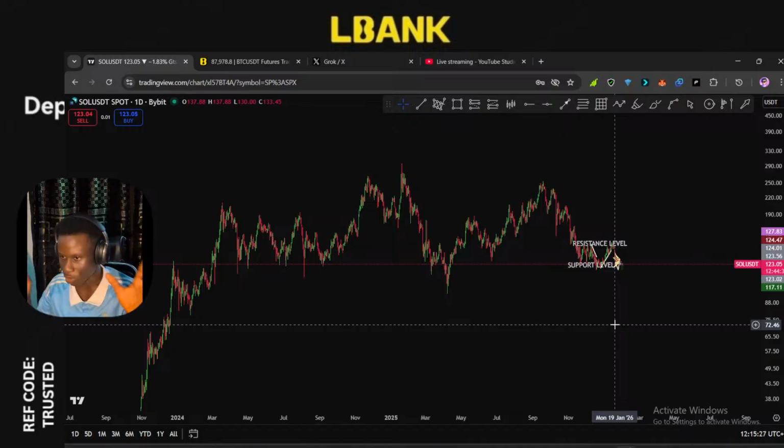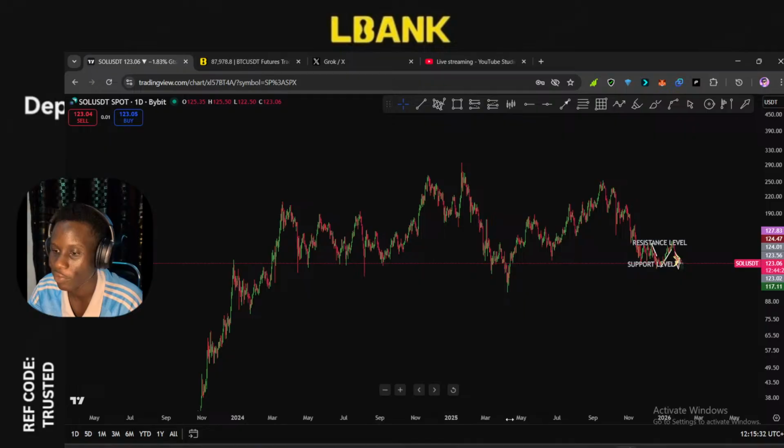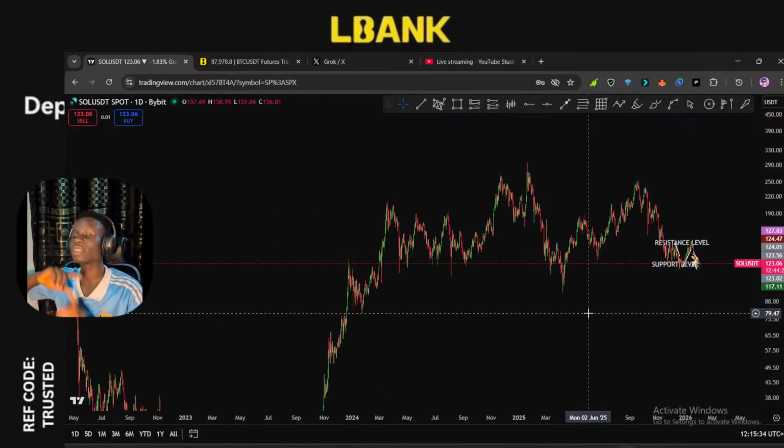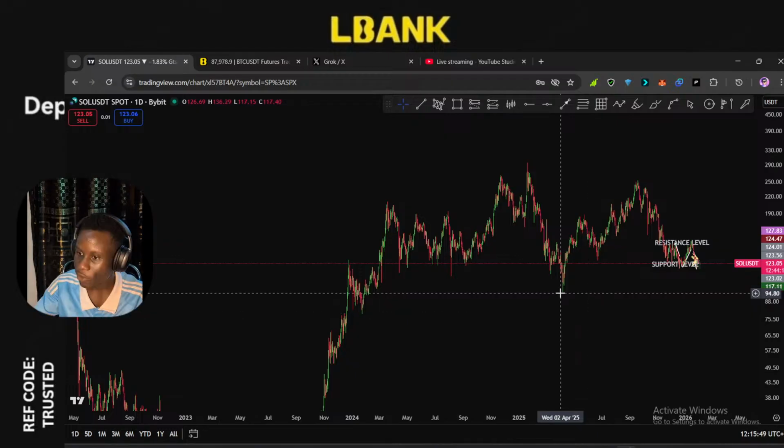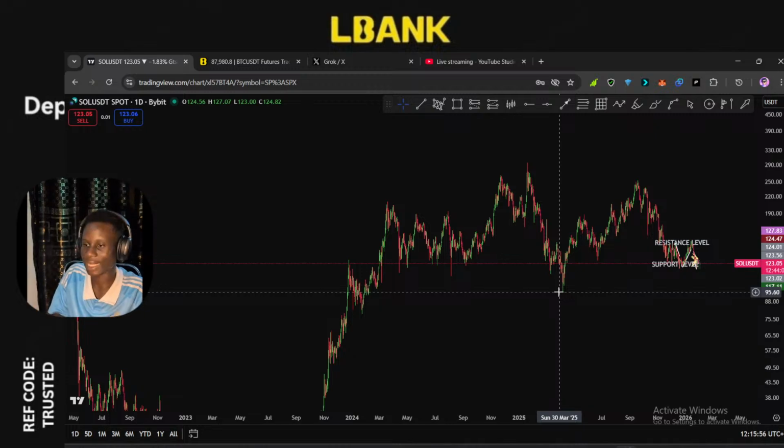What are we seeing on our time frame? On our daily time frame, we have a lot of information right here. So on the long run, we are still bearish. Looking at this chart, I can tell you that on the long run, we are still bearish on Solana USDT until we fill this support level. That is when we are going to decide whether we are going to change the trend or continue being bearish.